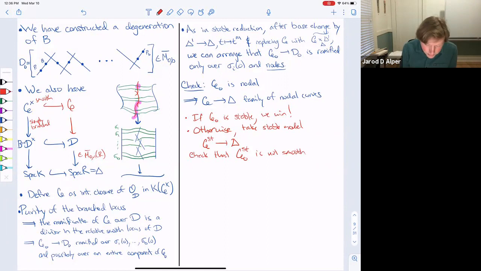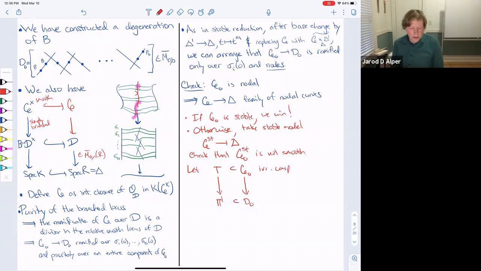And the idea is, let T be an irreducible component of C0, not its stabilization, but the central fiber itself. This is the one that's mapping to our D0, the disjoint collection of P1s downstairs. And so the image, since T is connected, maps to some P1 inside here. And now we apply Riemann-Hurwitz to this cover.